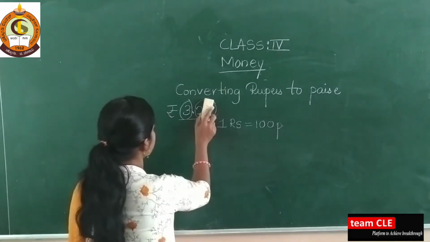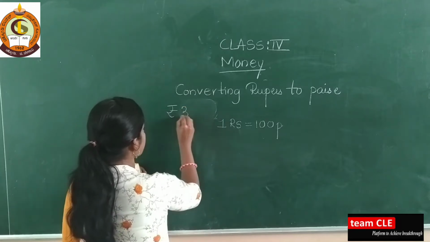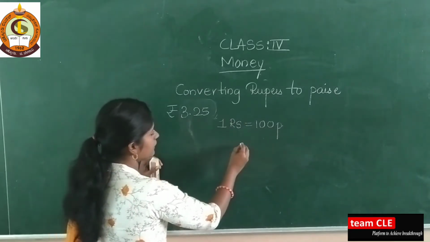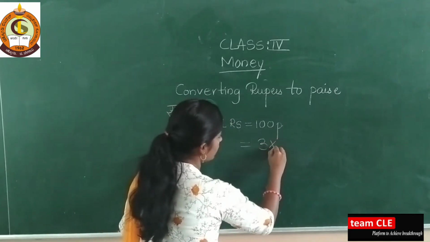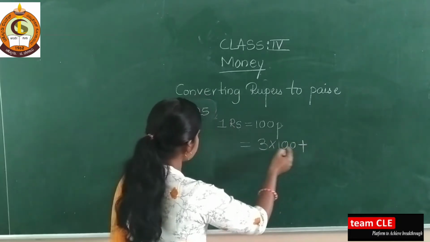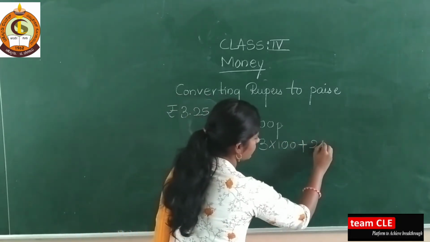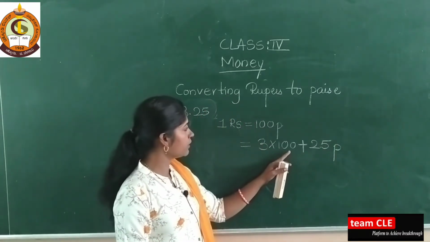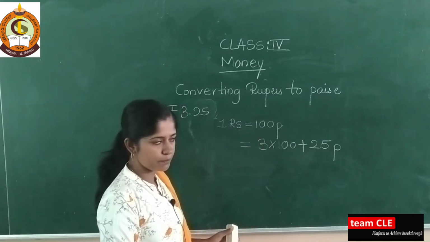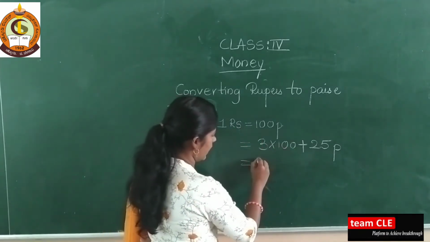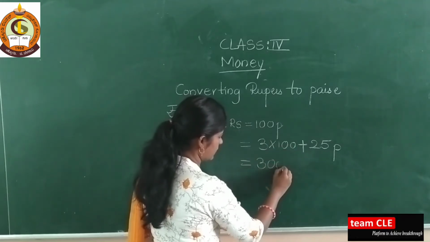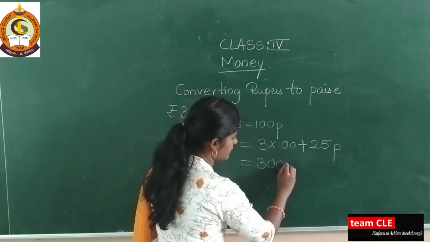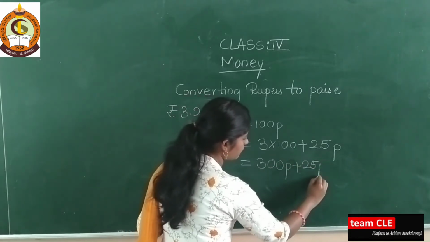So see here, 3 rupees 25 paise. 1 rupee is equal to 100 paise, then 3 rupees is equal to 3 into 100, plus this 25 paise you write as it is. Why did I write 100 here? Because 1 rupee is equal to 100 paise. So take 3 and the 2 zeros as it is, 3 hundreds is 300 paise converted, plus 25 paise.